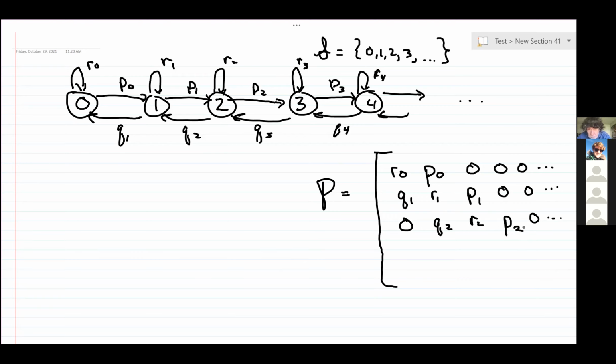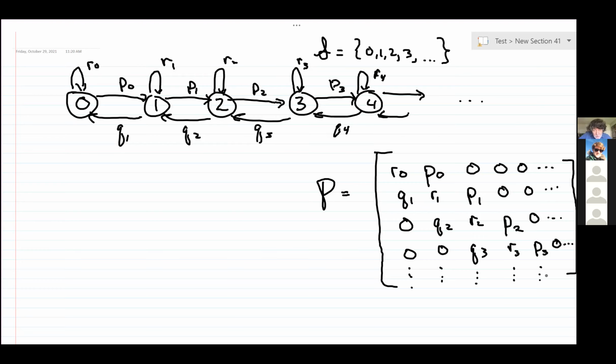And one more row. From 3, you can't get to 0, nor can you get to 1. But you can get to 2, so that would be Q3. You could loop, that would be R3. Then you could go up, that would be P3. And the rest would be zeros, right? So that's the pattern that this matrix has. But remember, it's an infinite matrix, okay? So it keeps going this way, 3 dots all the way down here and to the right as well. Any question about the P matrix? Because that's sort of the key starting point.